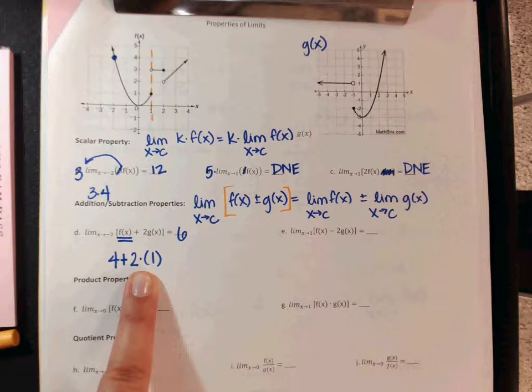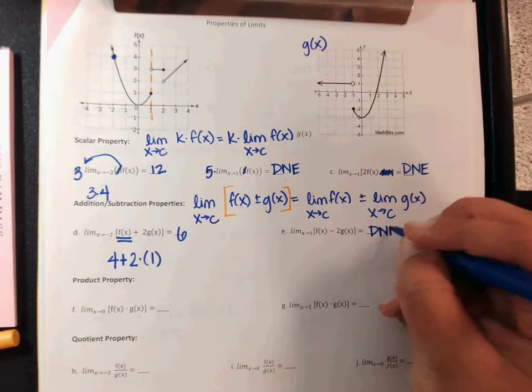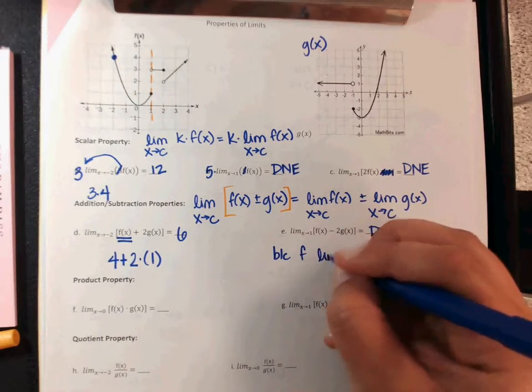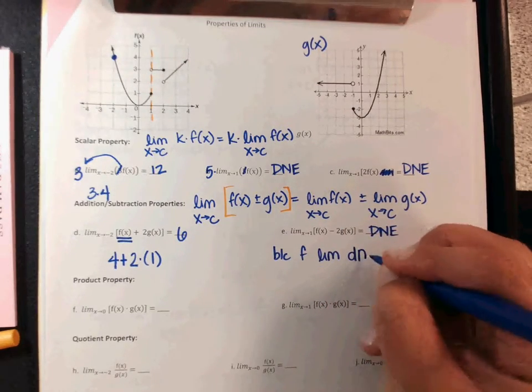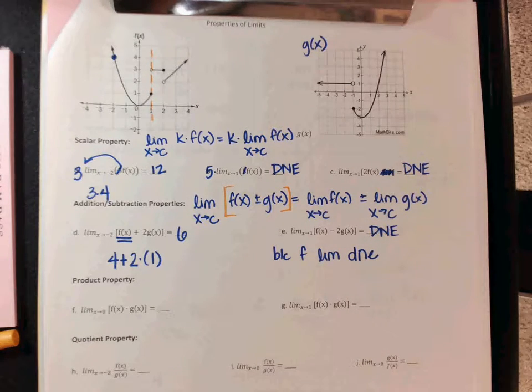Okay, give the second one a shot. This time x is approaching 1, look at graph f, what happens at 1 for f? Okay, then the whole thing doesn't exist, because the limit of f does not exist. So if either, that's like horrible notation, but you get the idea. If one of the limits doesn't work, the whole thing is messed up.